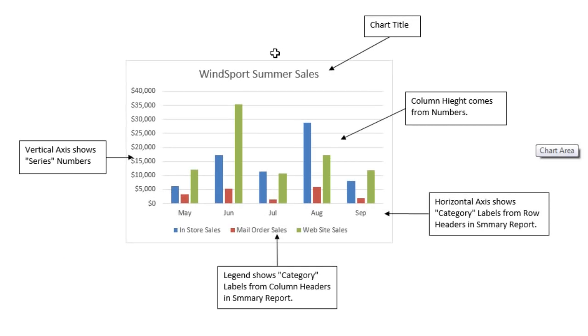Of course, the chart title is at the top. The numbers will always have a special name. Excel charts call those series of numbers. Then we have categories. We can have a category along the horizontal axis. In this case, it's month. We can also have a category in the legend, a color-coded legend, to tell us what each color represents. And then, of course, for a column chart, the column height comes from the numbers.